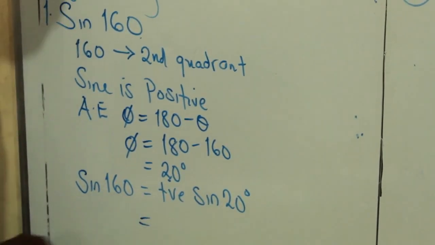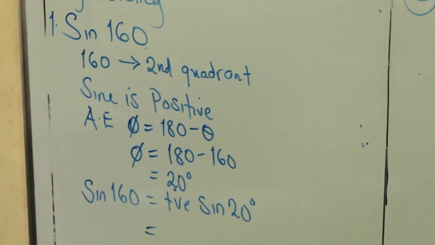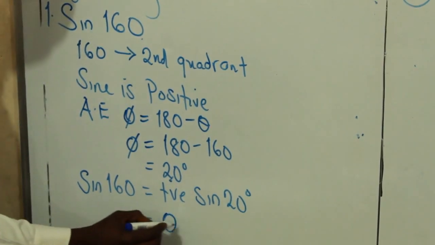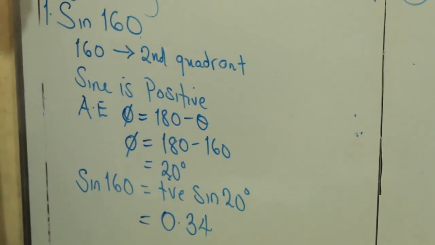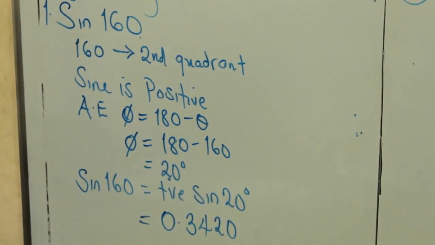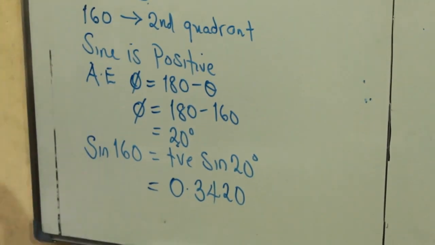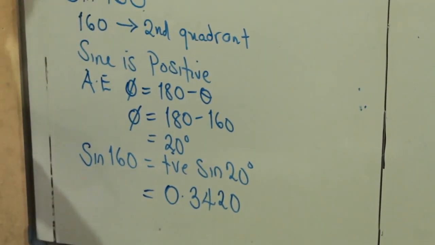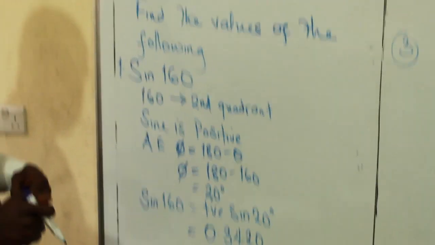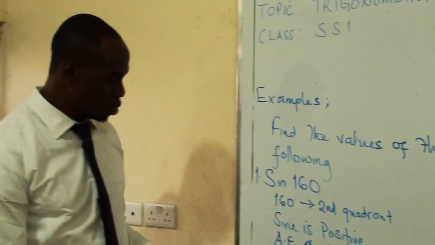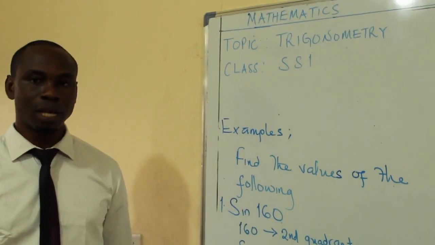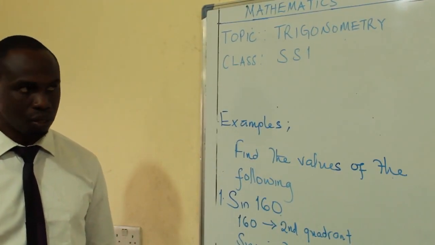And if you use a four-figure table to find the value of sine 20, you will get 0.3420. Therefore, sine 160 is the same thing as positive 0.3420. You can see that I did not use a calculator, but with a four-figure table, I was able to get the value of sine 160 degrees.